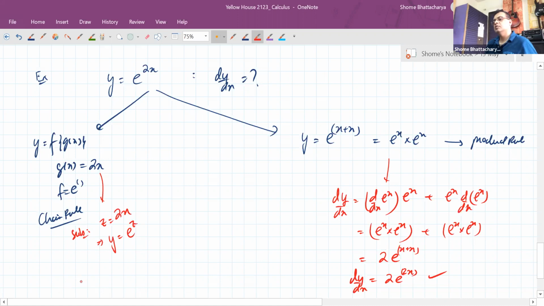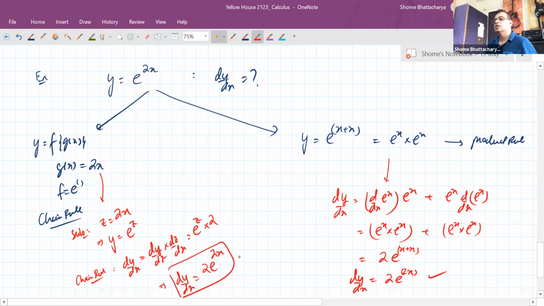So next step, derivative of e raised power z is e raised power z, and differentiation of 2x is 2. So resubstitute and we'll get 2 e raised power 2x. So this is the same as this.